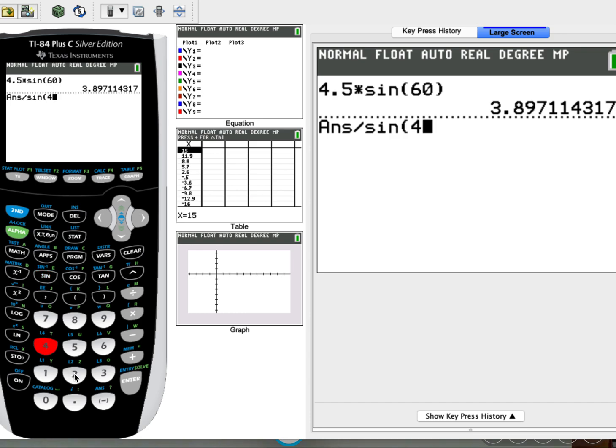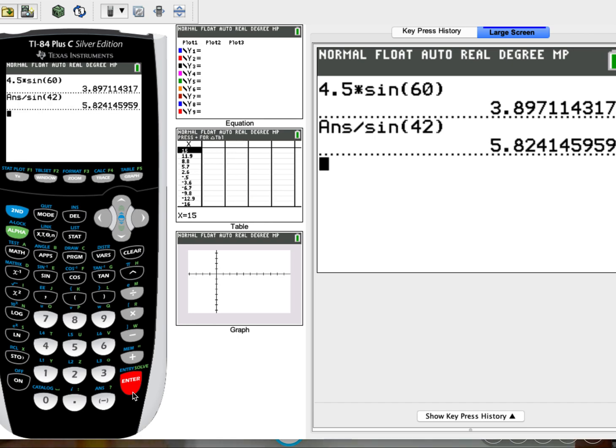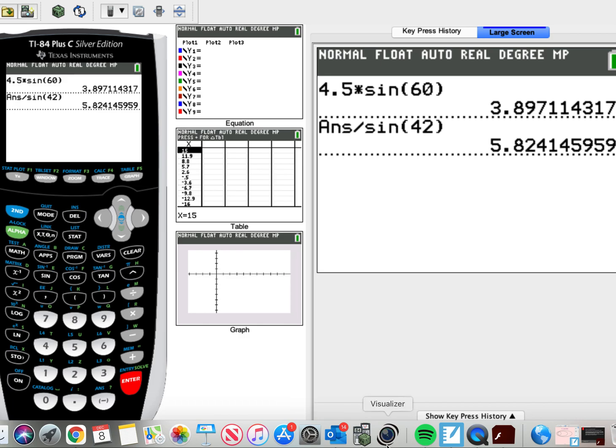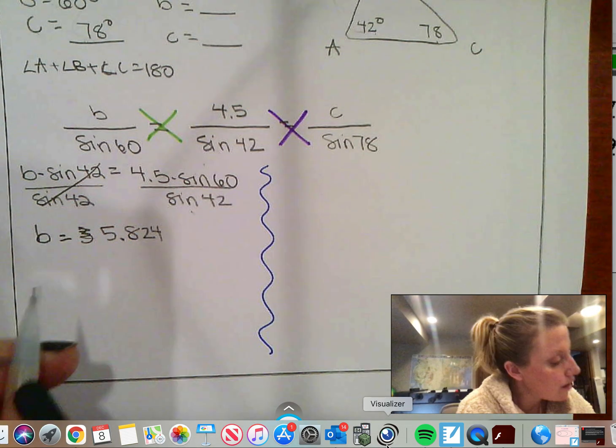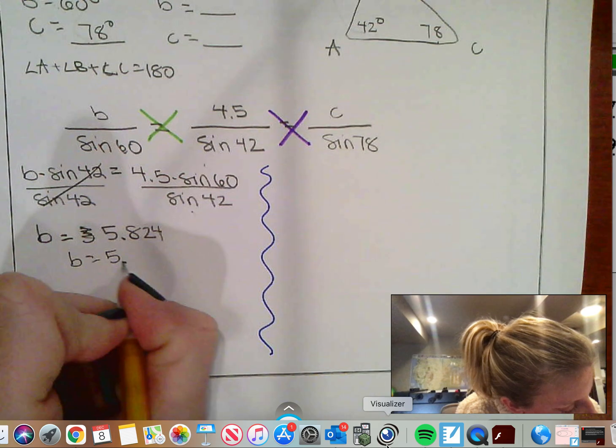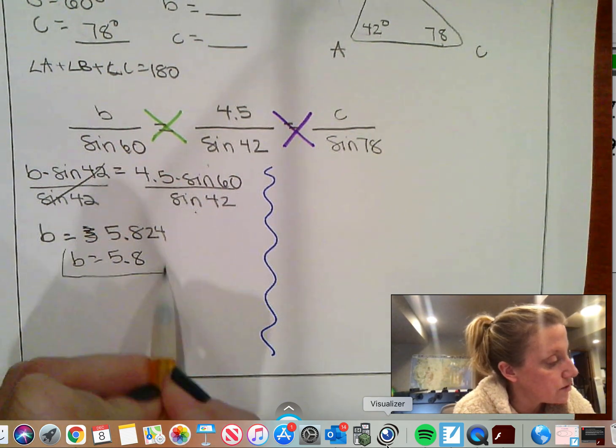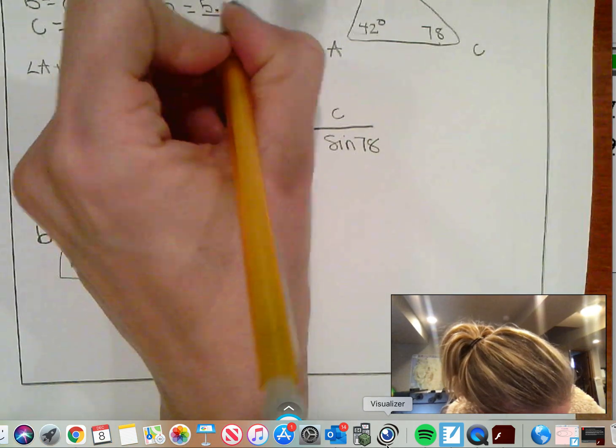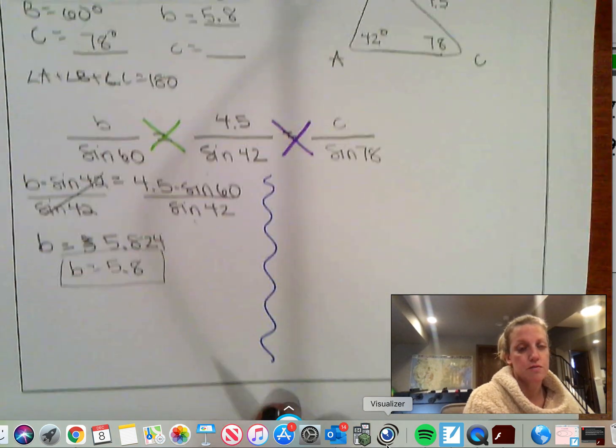If you want to get fancy with parentheses and things like that, you could do it all at once. So it looks like I get B to equal 5.824. Sorry, I looked at that funny. 5.824. And then let's just round that to 5.8. I would be sure to tell you what to round to if I wanted something specific. So B is 5.8.